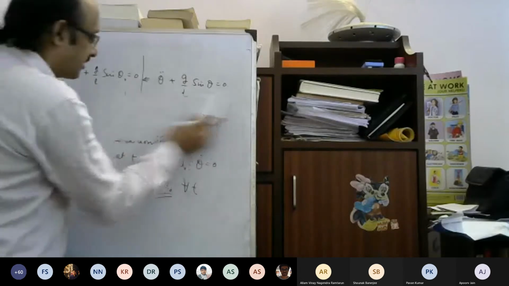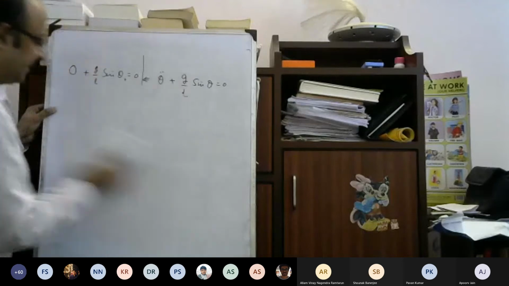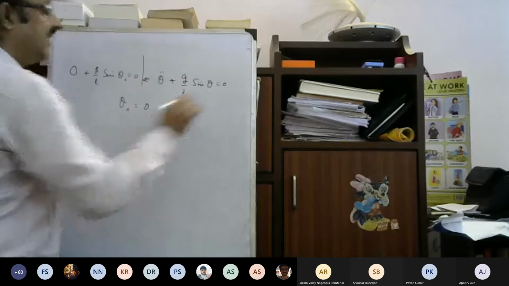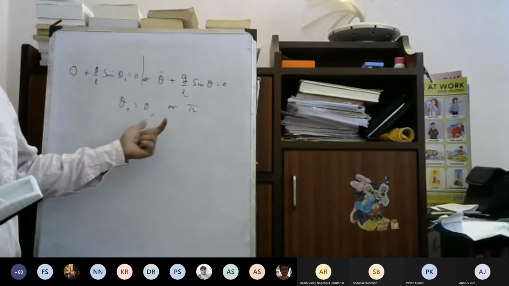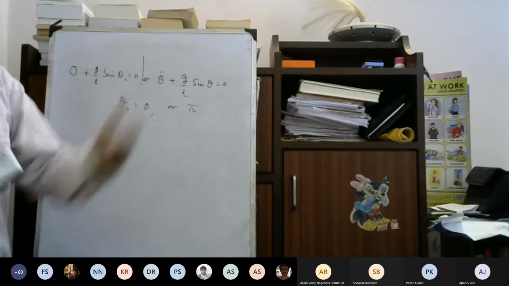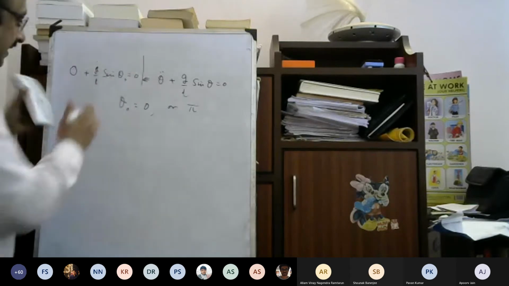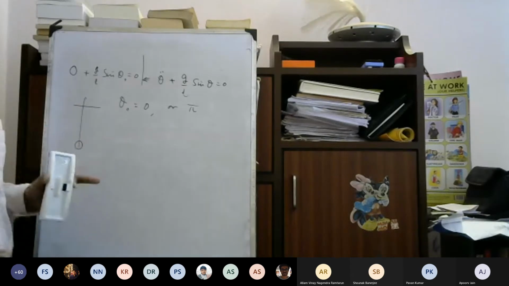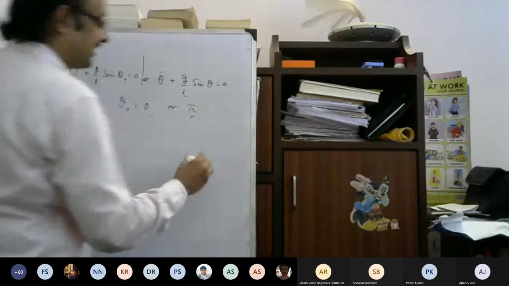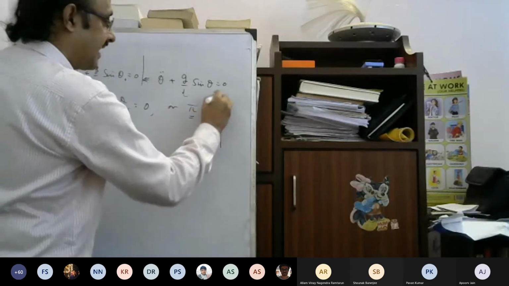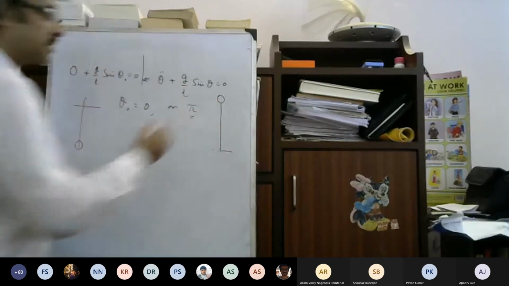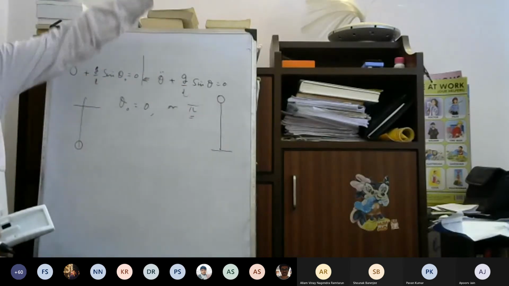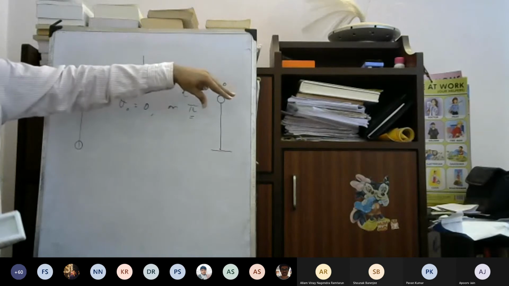So these are not any arbitrary angles, but only theta naught equal to 0 or pi. These two will be the only equilibrium positions where this condition will be satisfied. That is, if you keep the body initially here at rest, it will remain there at rest. What the mathematics is saying is that this configuration is also one equilibrium configuration. That is, if you keep it here and do not disturb it, it will remain there forever.